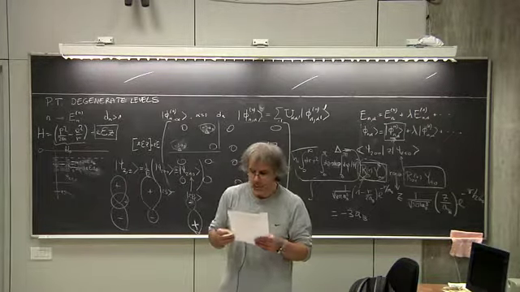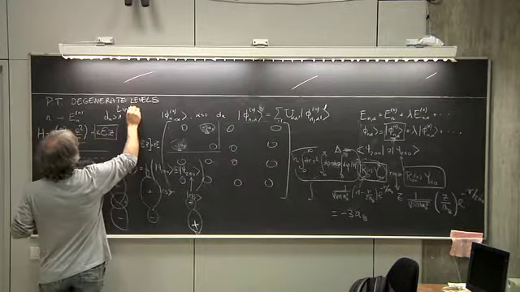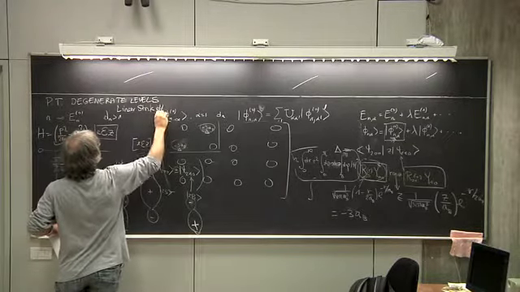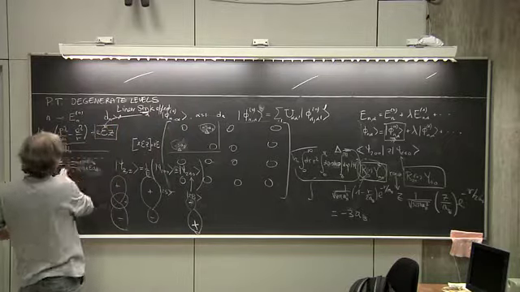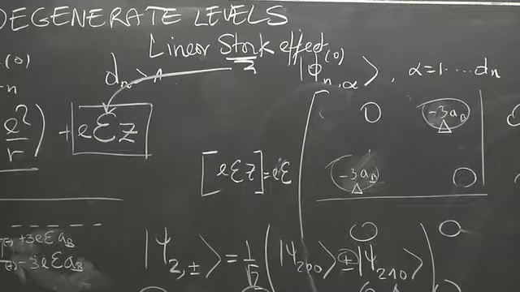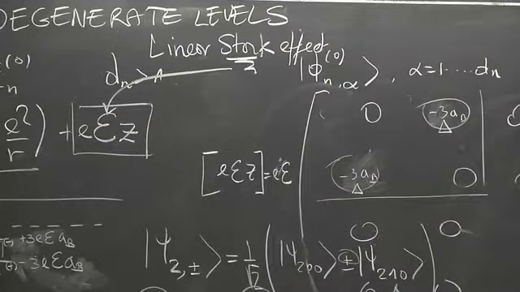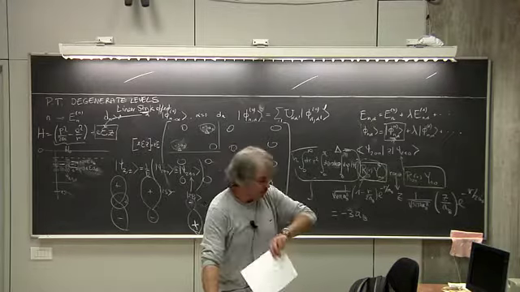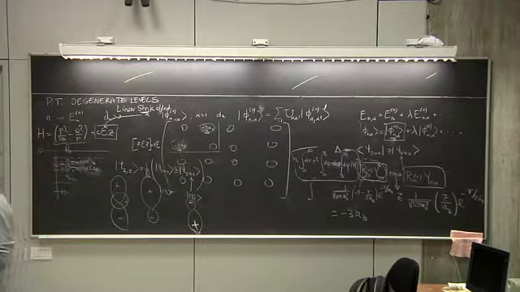So this is called linear Stark effect. Stark because it's an electric field, and linear because you see that you split the degeneracy linearly in the electric field. If there are no questions, I switch to the next and final exercise of this.